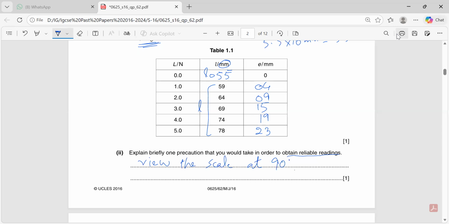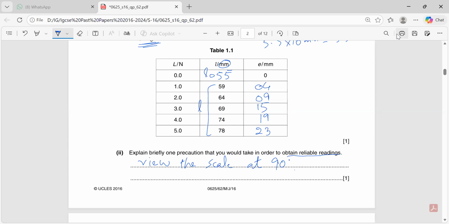That is the best answer wherever the use of this scale is there, or some analog meter is there like a voltmeter or ammeter, which is not digital, not in terms of numbers, only a pointer is there.